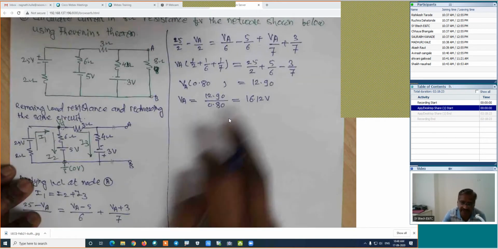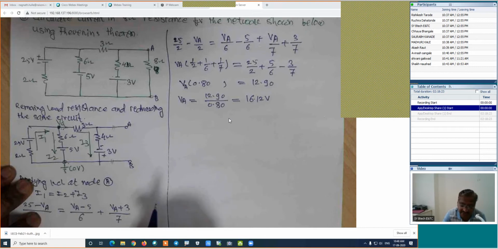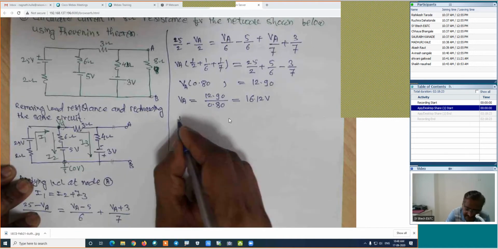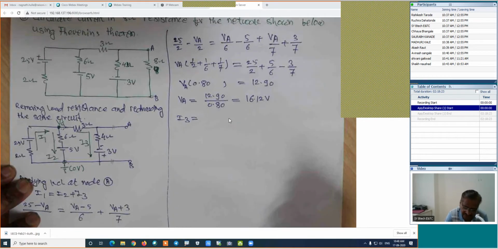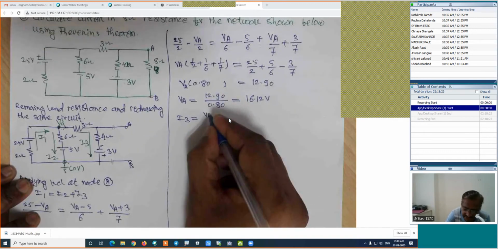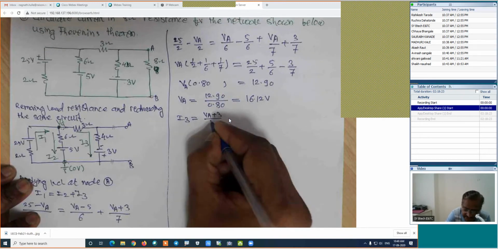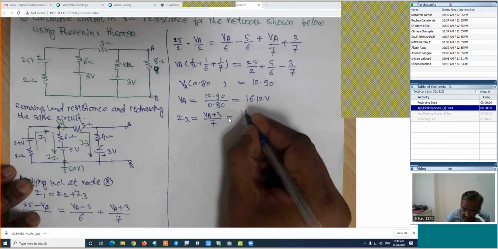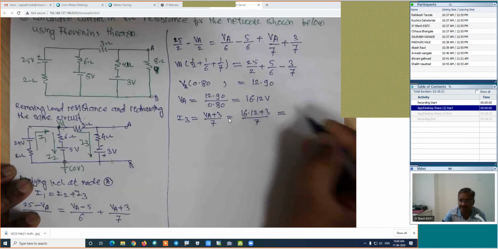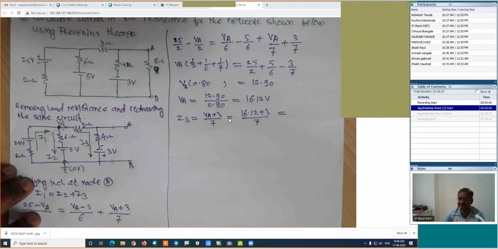If we know VA, then we can find the value of the current in this branch. How much is the current in this branch? I3. We are interested in the calculation of I3 only. What is the equation for I3? VA plus 3 divided by 7, which is equal to 16.12 plus 3 divided by 7. How much is the value of I3?